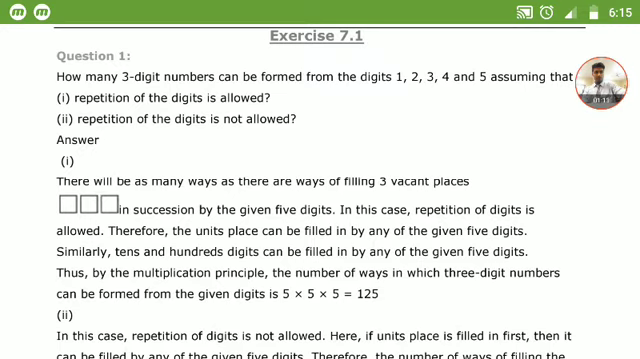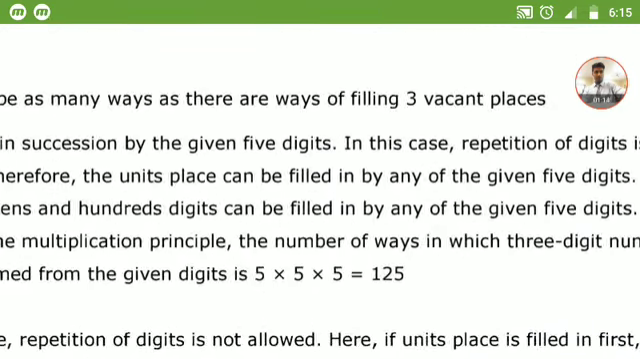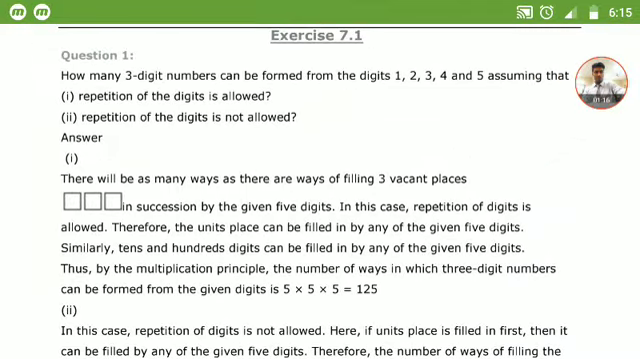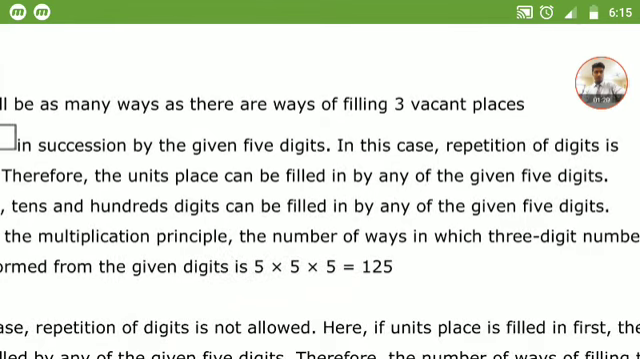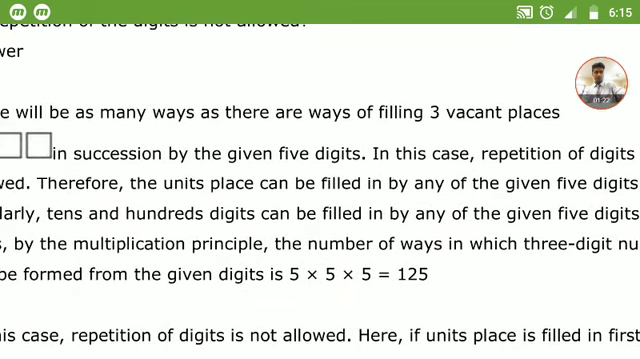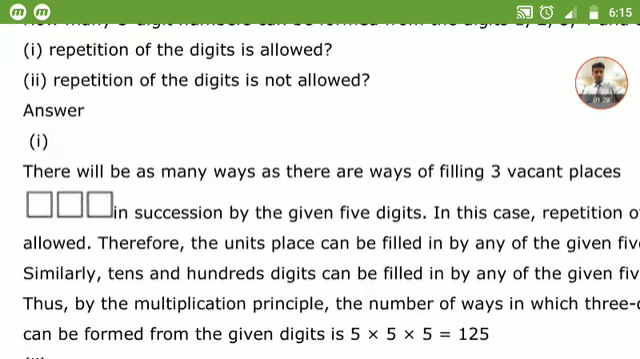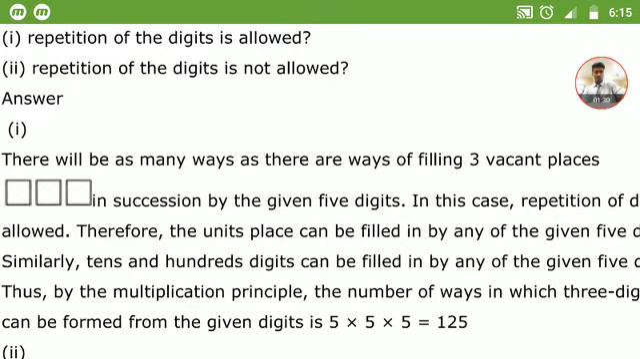Units place can be filled up in 5 ways, right? Because there are 5 numbers. Supposing there would be 10 numbers, then 10 ways. Okay, 5 ways for units place, and since repetition is allowed, tens place can again be filled up in 5 ways. Suppose we fill up 1, again we can fill up 1 because repetition is allowed according to the question. And the hundreds place can be filled up in 5 ways.